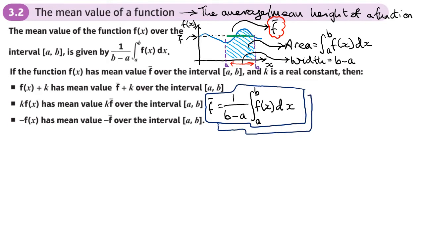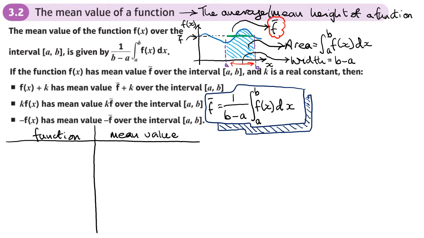Okay. Now, next thing we're going to look at is doing transformations on the original function. Okay, so we'll do like a little table. If we do a function here in the first column and mean value in the second column, and we'll talk through each one. So let's say the first transformation we do is one which is the original function plus k. Now what does that do? That moves the original graph up by a value of k, or down by a value of k. Now what's going to happen to the mean value? Well, the mean value will also just increase by k.